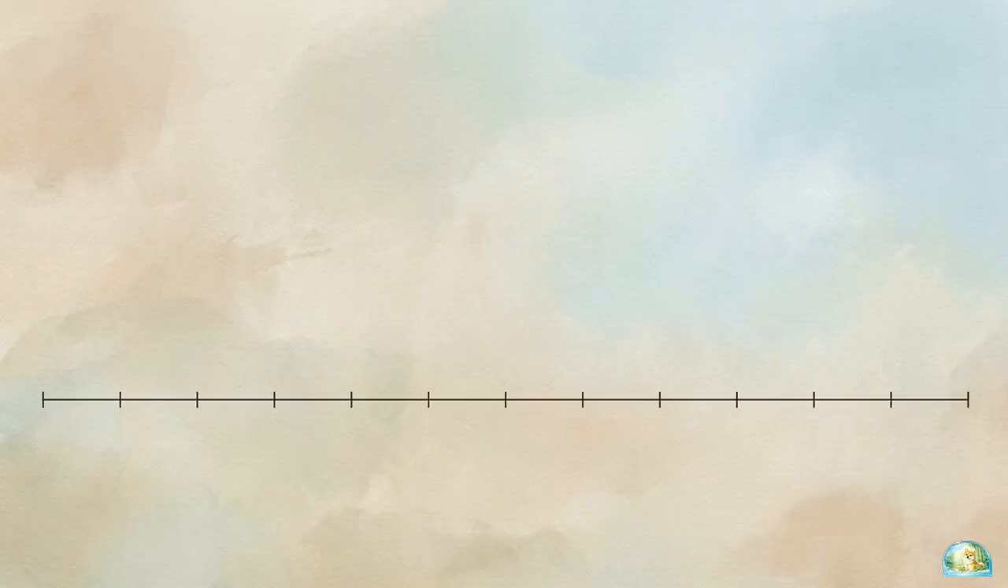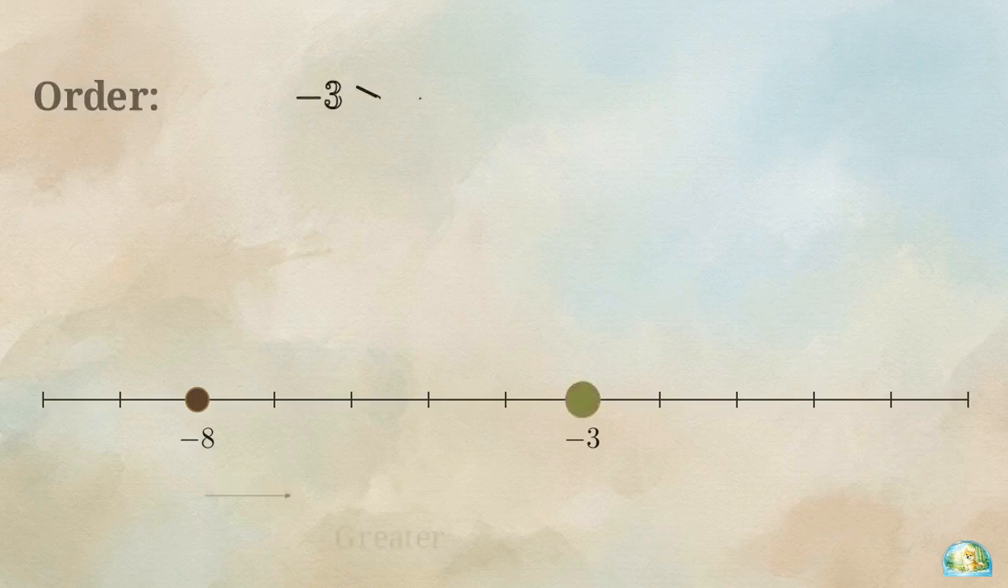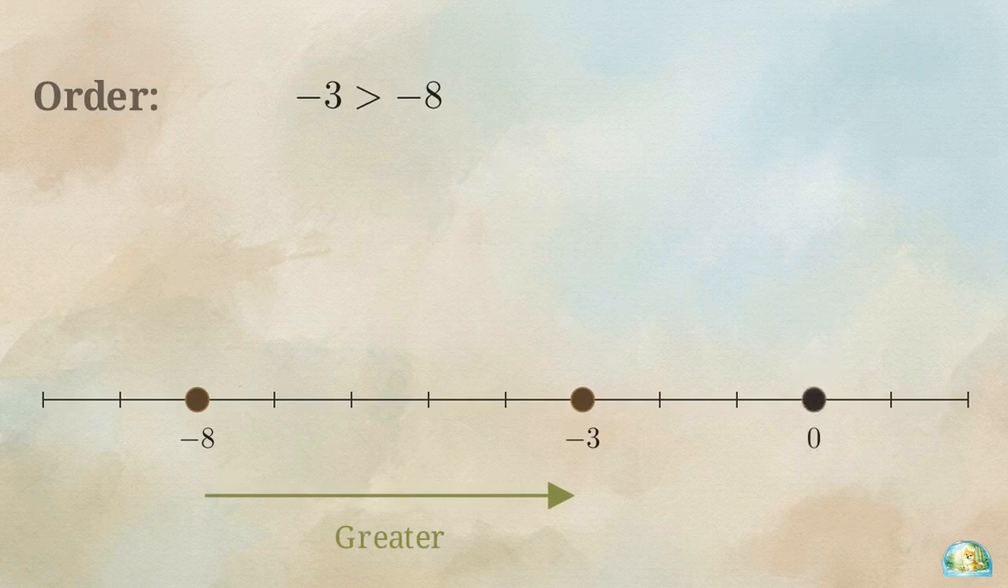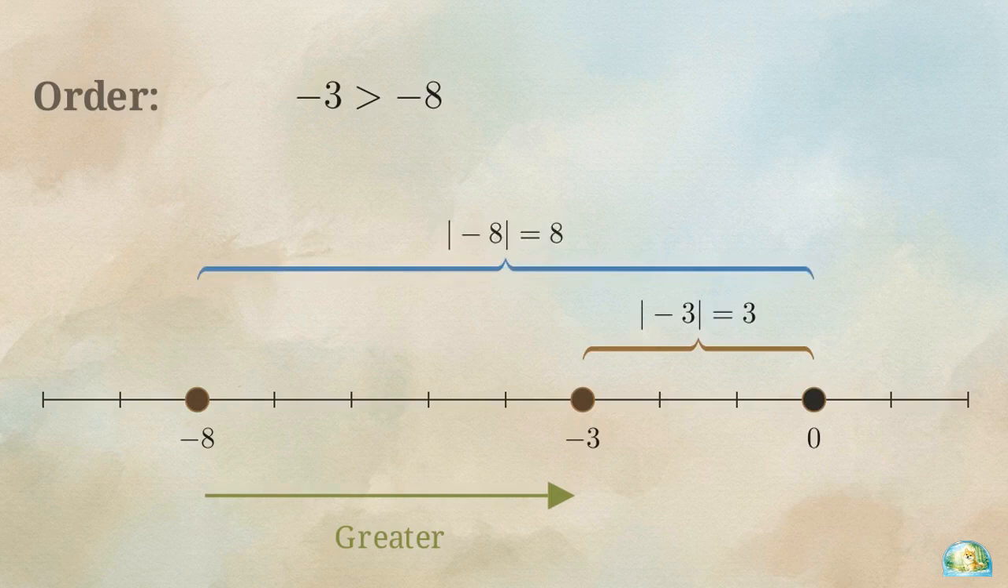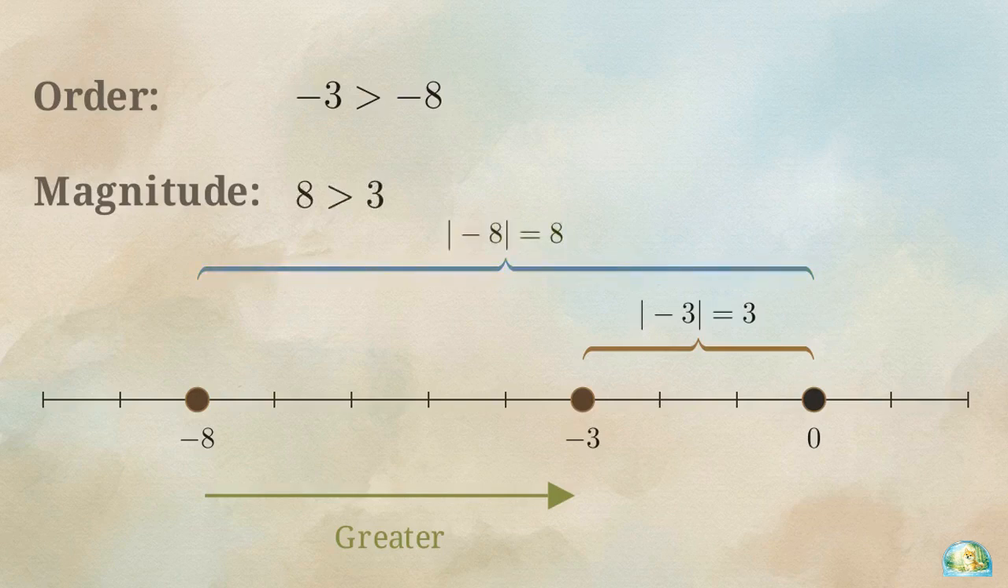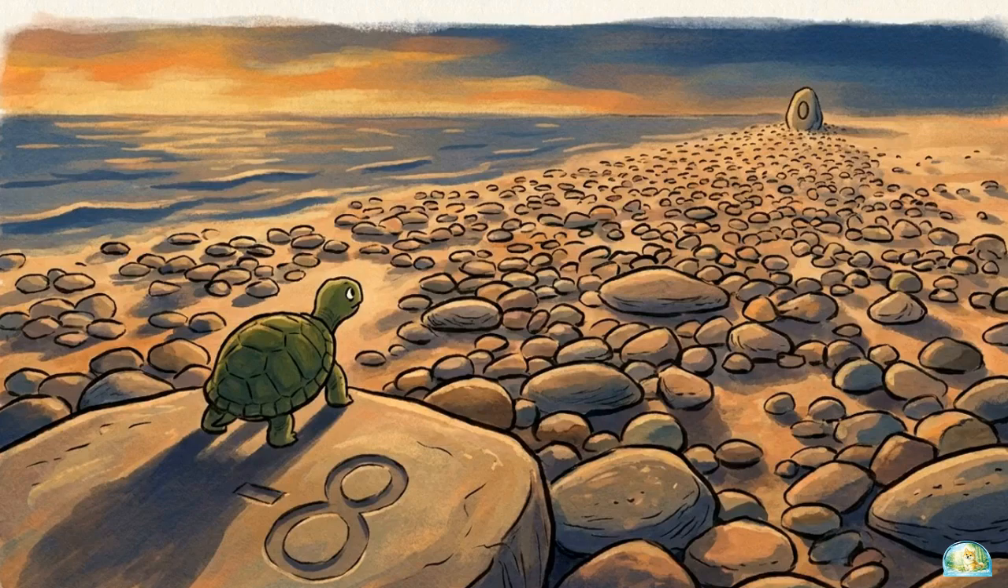Let's look at this layout of the shore. One stone is marked at -3, and another further left at -8. Comparing their order, -3 is the greater number simply because it lies to the right. Absolute value asks a different question. We measure the exact distance from each stone back to 0. -3 is 3 units away, and -8 is 8 units away. Comparing distances, a length of 8 units is strictly greater than 3 units. Negative magnitude can trick the eye. A number can represent a mathematically lesser value while possessing a physical distance that is much larger.